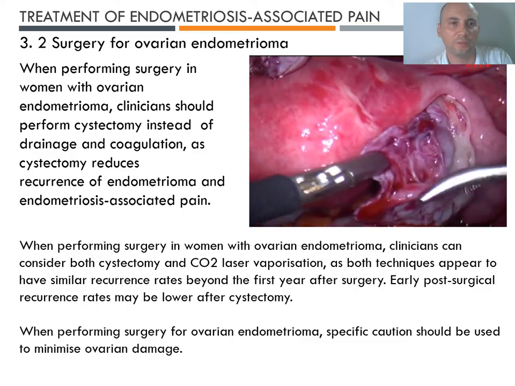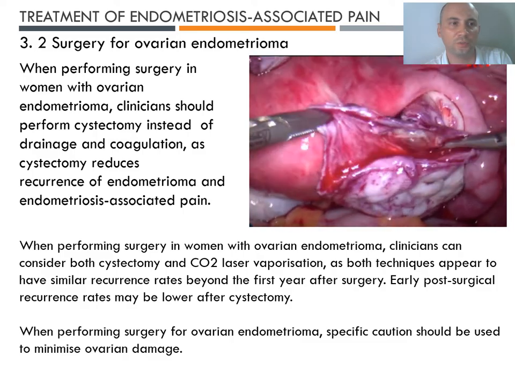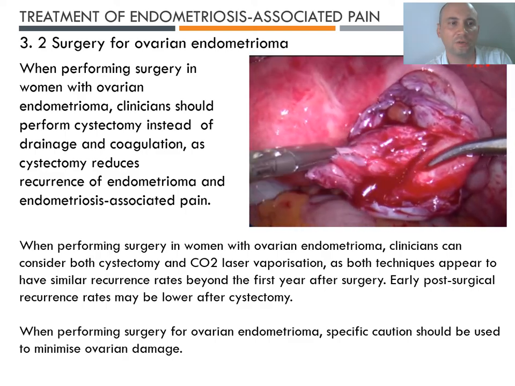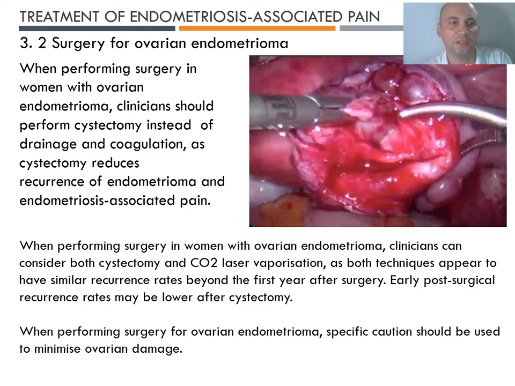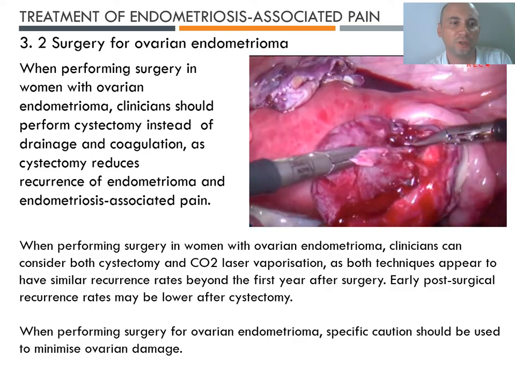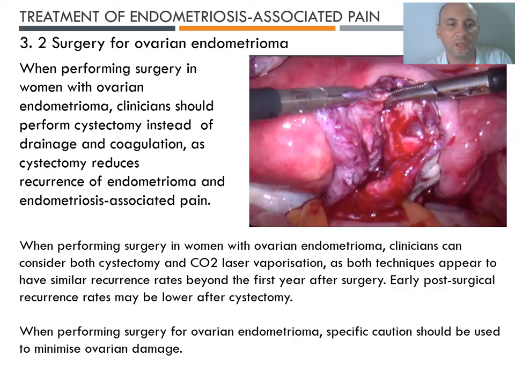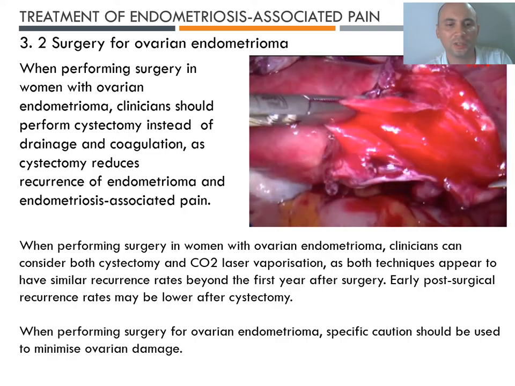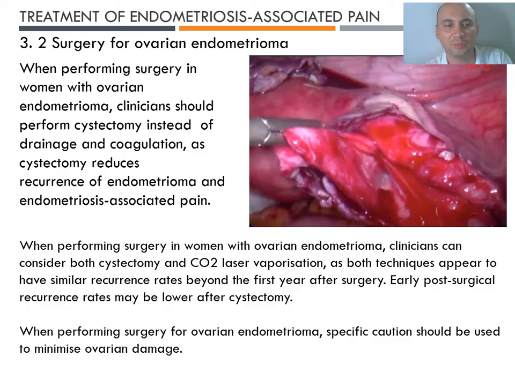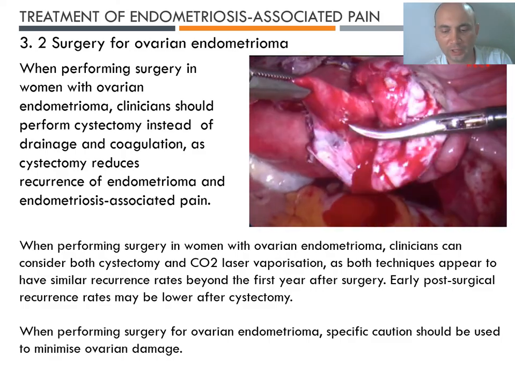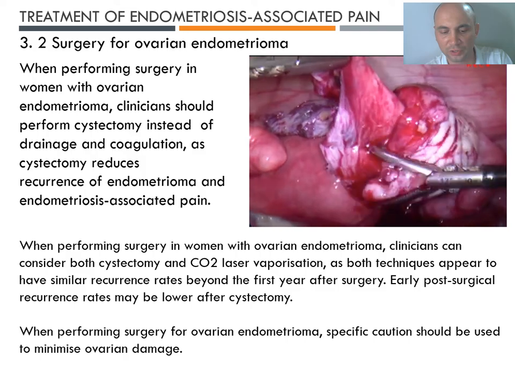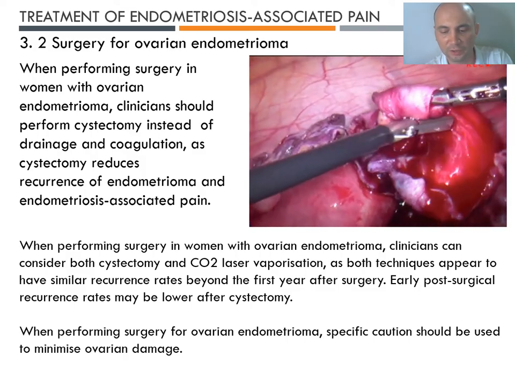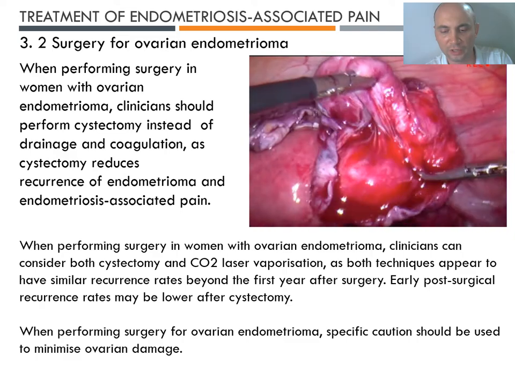Surgery of ovarian endometrioma. When performing surgery in women with ovarian endometrioma, clinicians should perform cystectomy instead of drainage and coagulation, as cystectomy reduces recurrence of endometrioma and endometriosis-associated pain. Clinicians can consider both cystectomy and laser vaporization, as both techniques appear to have similar recurrence rates beyond the first year after surgery. When performing surgery for ovarian endometrioma, specific cautions should be used to minimize ovarian damage.